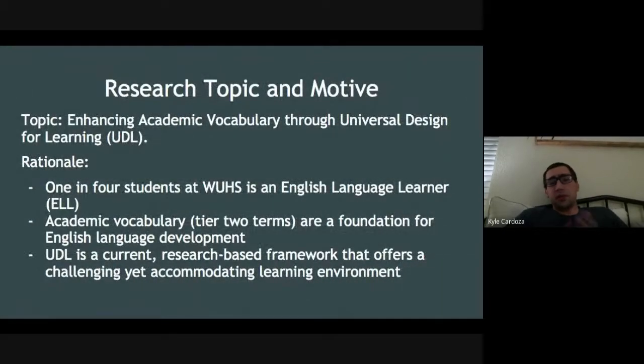So going back to my research topic and why I chose this topic. Again, I wanted to focus on enhancing academic vocabulary through universal design for learning. And at Washington Union High School, we have a large Hispanic population. So a lot of students come from a background where their parents or their guardians or siblings solely speak Spanish. And so they grew up in a household where they really only were able to use Spanish and did not have very much exposure to English.